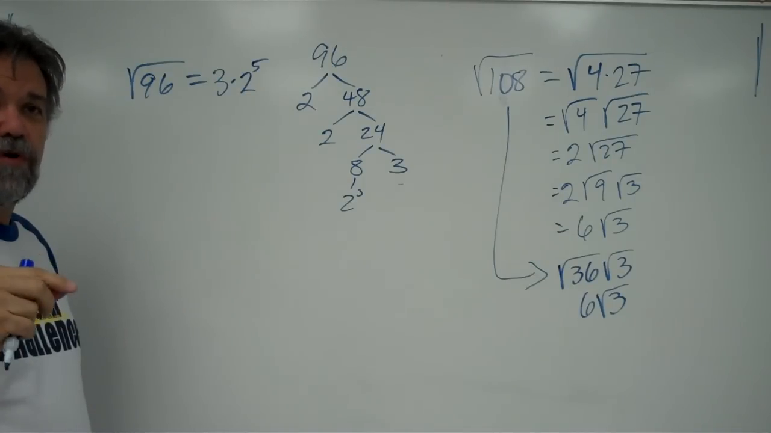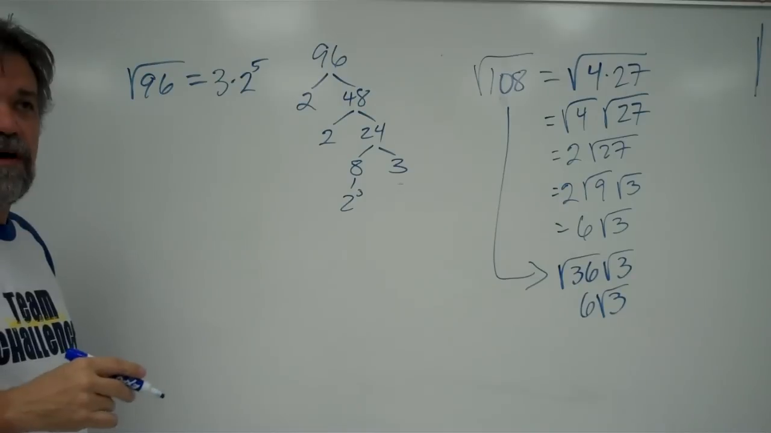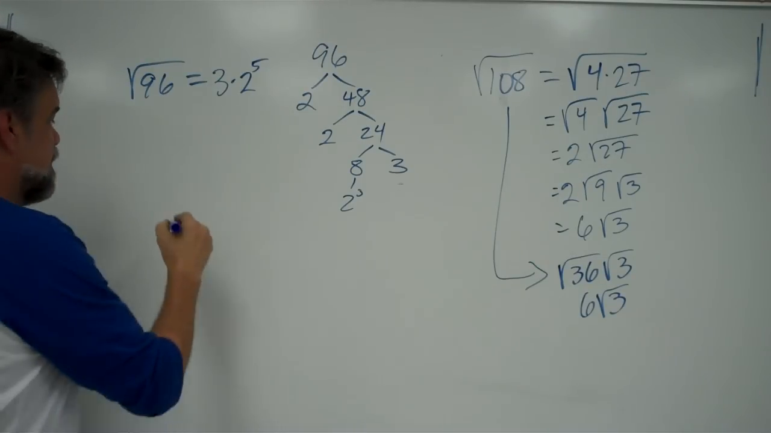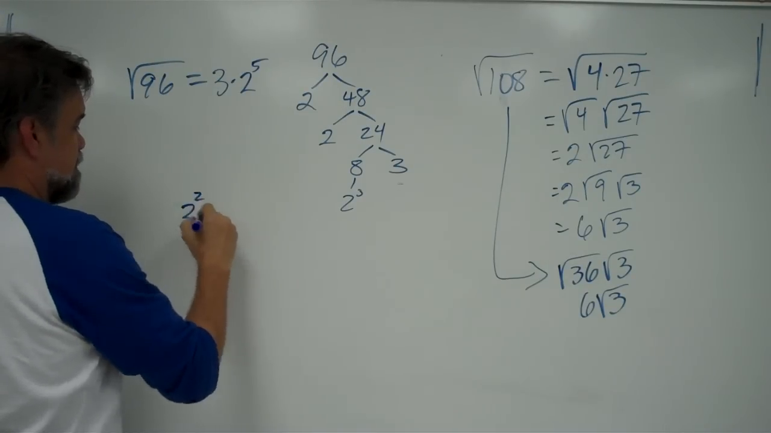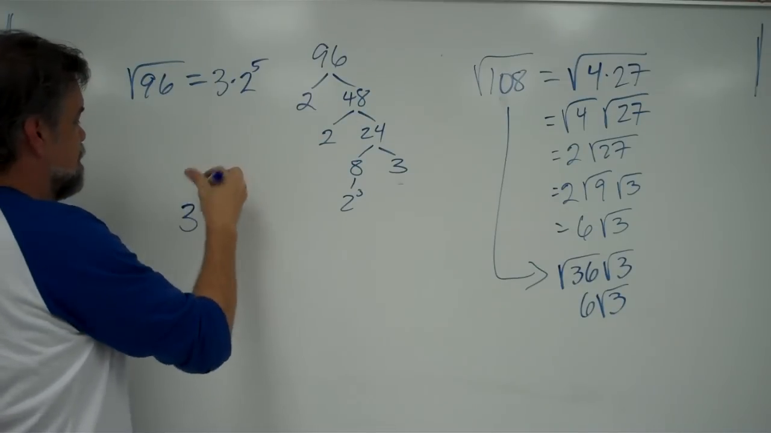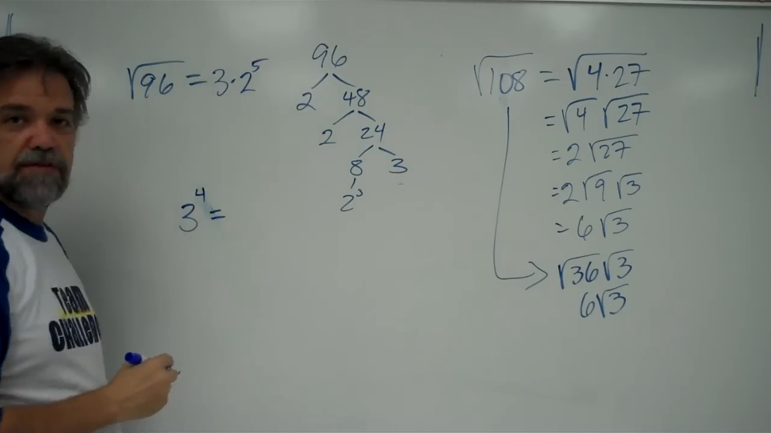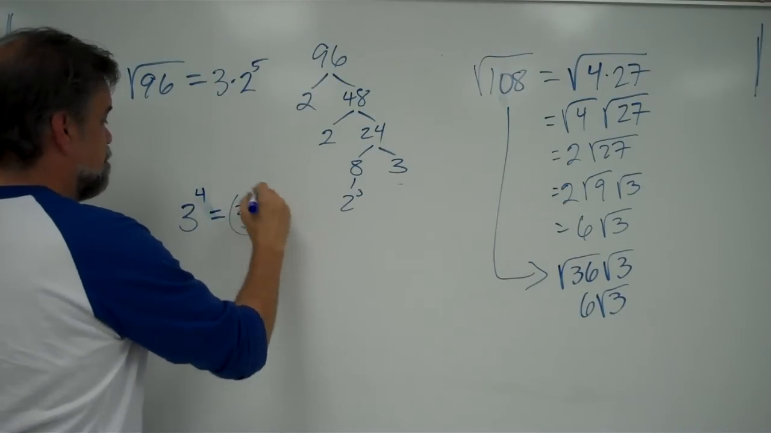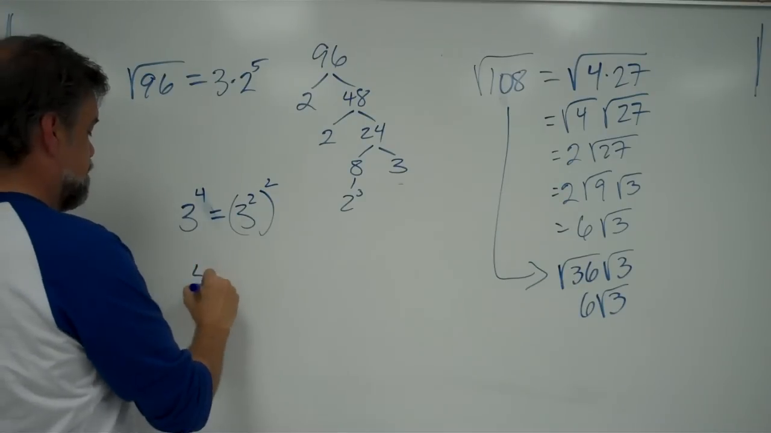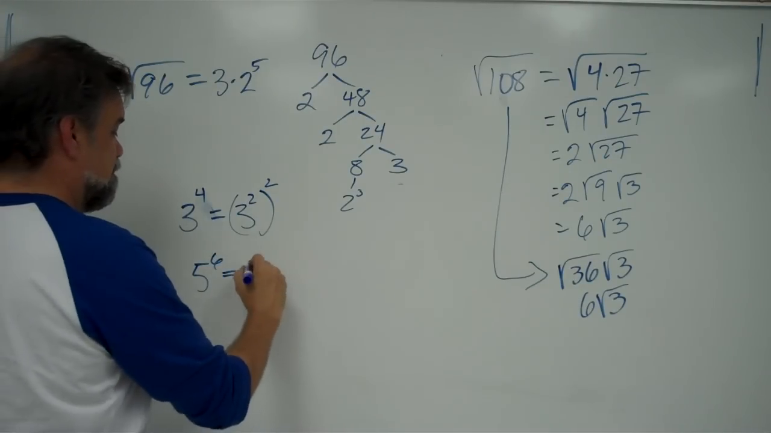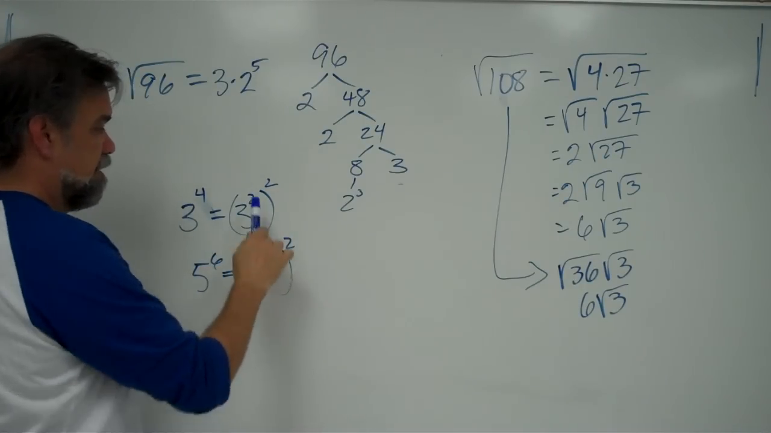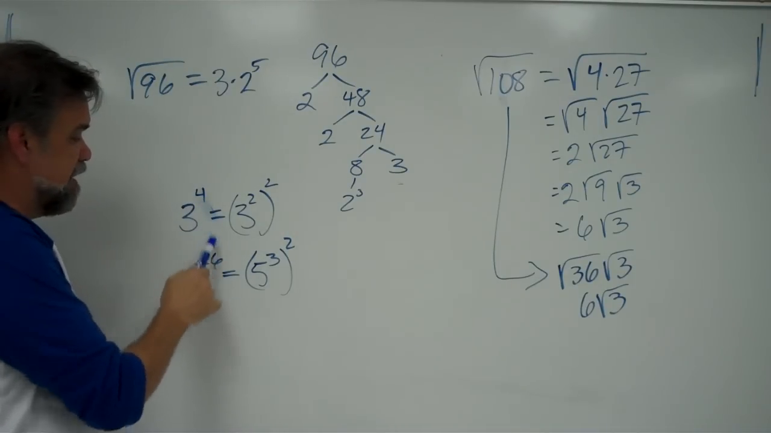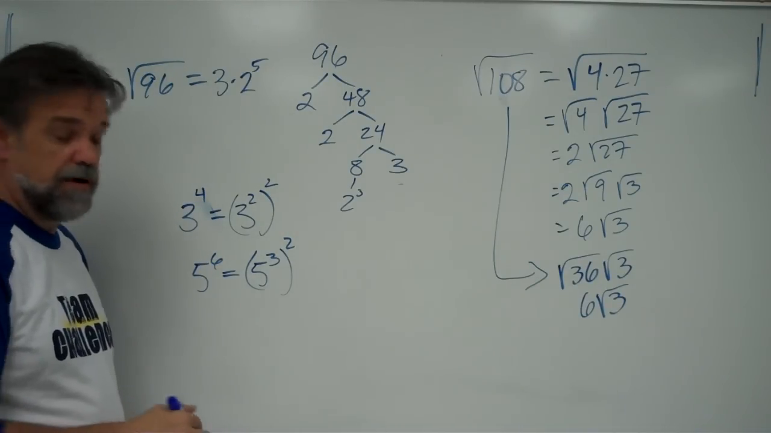Perfect squares always have exponents that are even. Think about it. 3 to the 2nd? Well, that's just 3 squared. Well, let me take 3 to the 4th power. What squared is that? Well, it's 3 squared, squared. What's 5 to the 6th power? That's going to be 5 cubed, squared. We're just doubling that exponent. So anytime you have an even exponent, that means it's something squared.